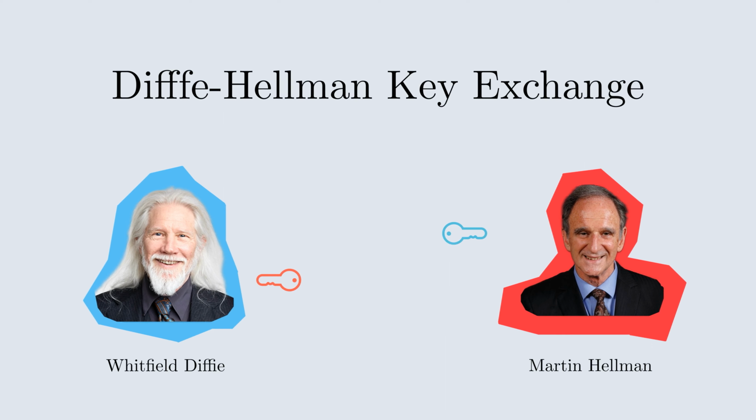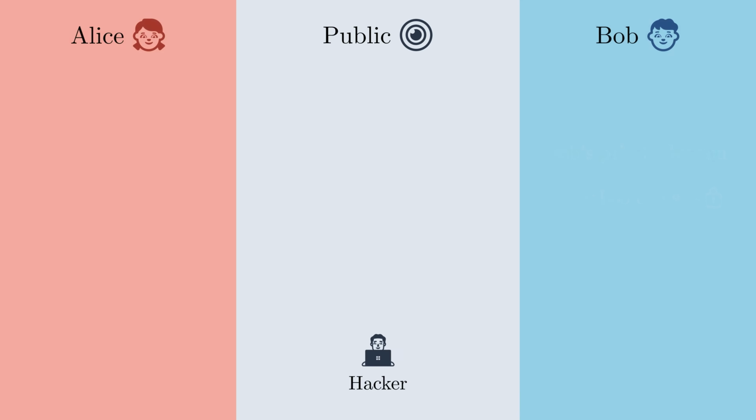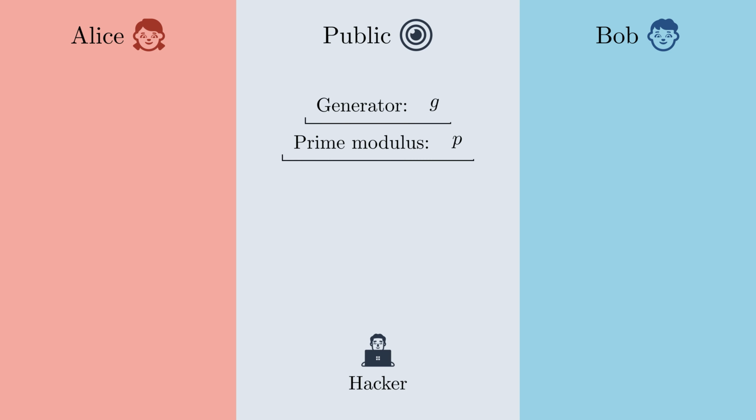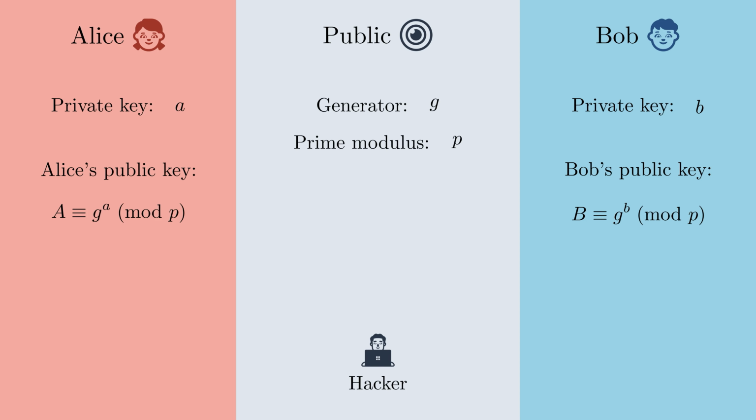Okay, now let's look at Diffie-Hellman key exchange. Let's say Alice and Bob are sending messages to each other. To establish a shared secret, we first have a prime generator g and a prime modulus p. Alice and Bob have their own private keys a and b, which are random numbers. Next, Alice will use g, p and her private key to calculate her public key, which is g raised to the a power mod p. Bob will also calculate his public key.